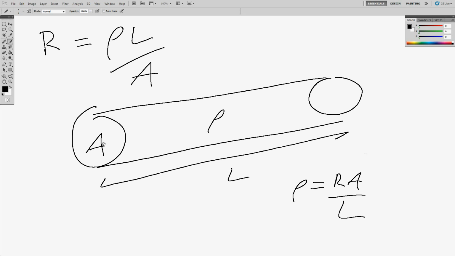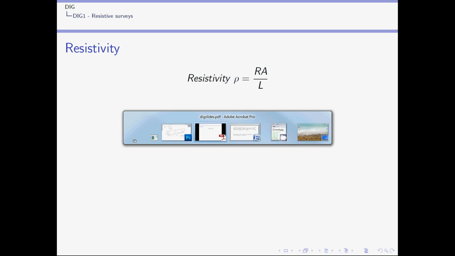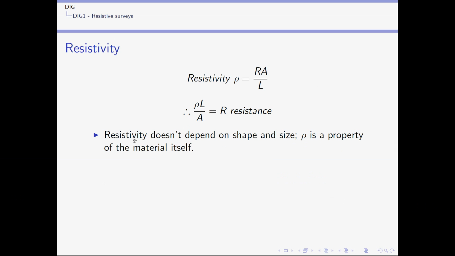So that's resistivity. It's a way of measuring the resistance of a material without having to worry about its size and shape, just like Young's modulus back in the first term was a way of measuring the stiffness of a material without having to worry about its size and shape. The units, the resistivity is RA over L, so ohms, meters squared over meters, so ohm meters is how we describe it.